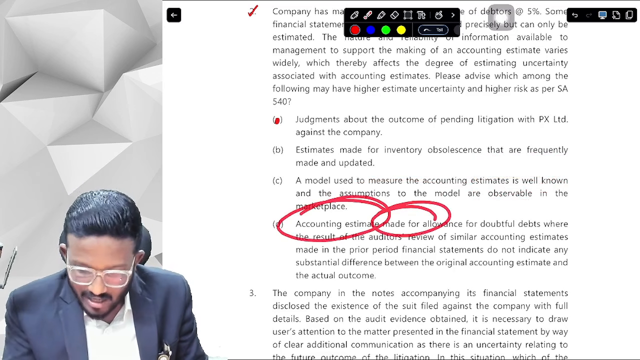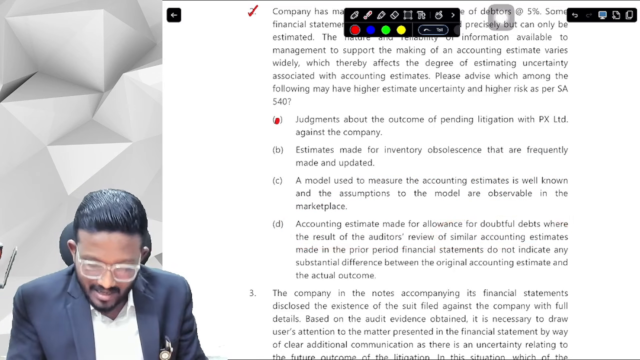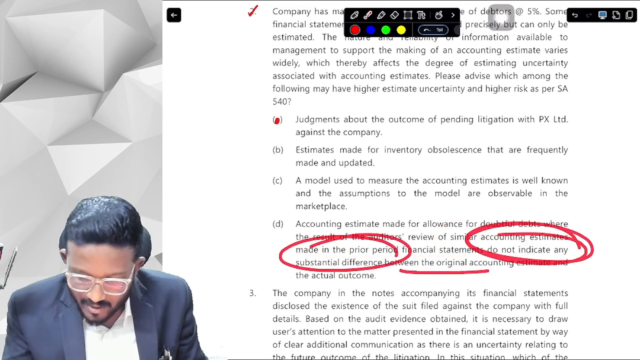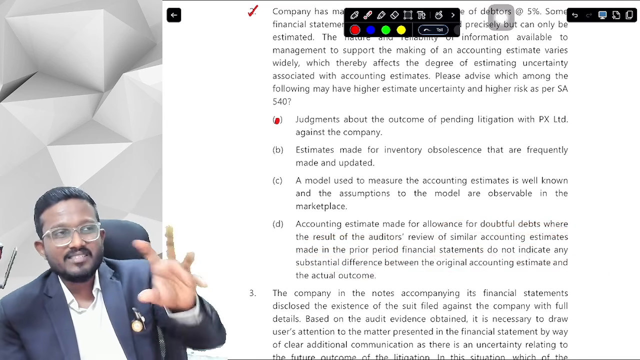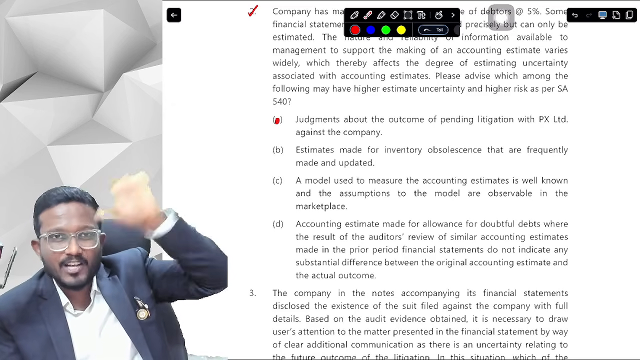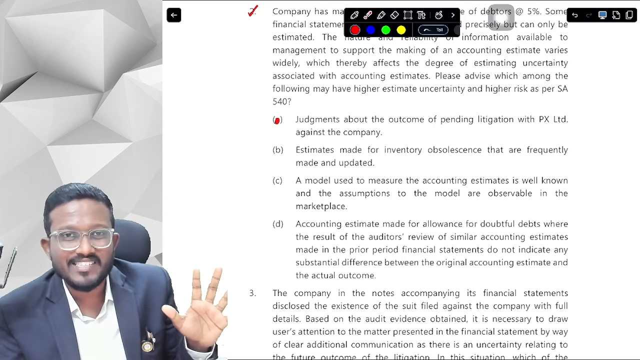Accounting estimate made for allowance for doubtful debts, where the results of auditor's review of similar accounting estimate made in the prior financial statement do not indicate any substantial difference between original and actual outcome. So basically, based on our past judgments, there was no substantial difference between the actual outcome and the original accounting estimate, which means that it is carrying low estimation uncertainty.